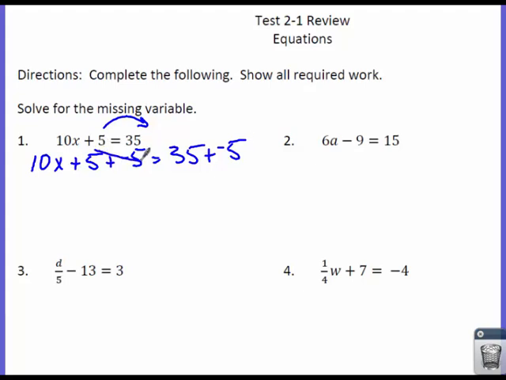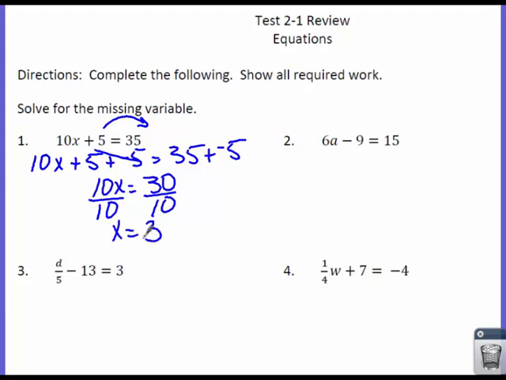Okay, so now the 5's go away. We're left with 10x equals, and on the right-hand side we do the math and we get 30. Now how do I get rid of a multiply by 10? I do a divide by 10. We end up with x is equal to 3.